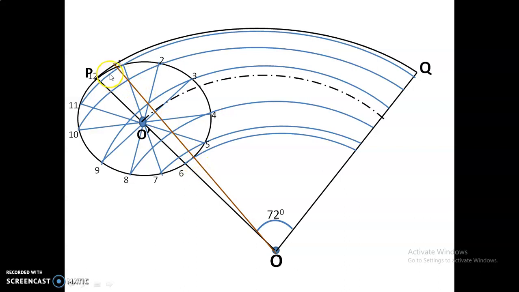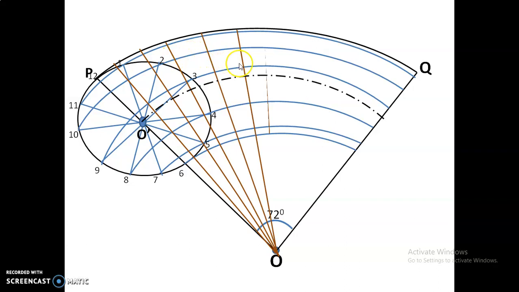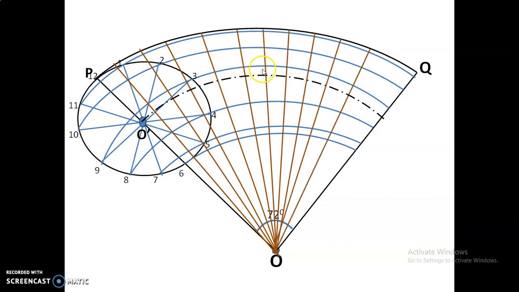With the help of a divider, mark the remaining parts. Okay, 12 parts. These lines will meet your PQ arc at 1 dash, 2 dash, 3 dash and so on up to 12 dash. And these lines will meet your central arc at O1, O2, O3 and so on up to O12.